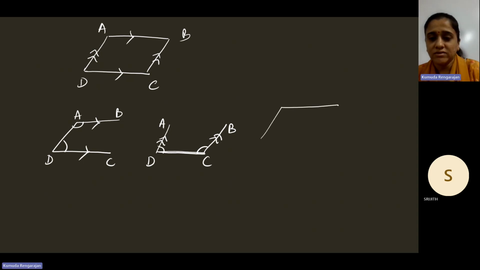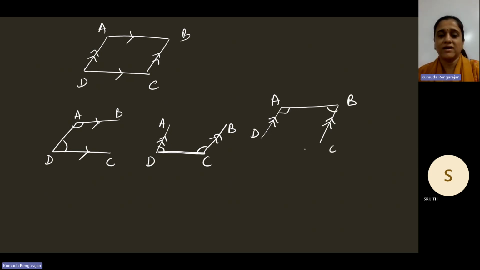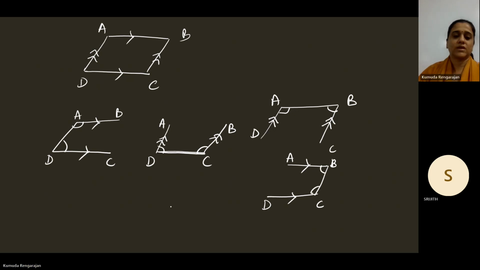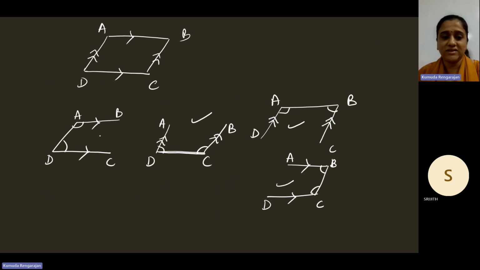Then you have it like this: D, A, B, C. Again, when you rotate the C, it looks like a U, an inverted U. This is a C and this is an inverted C. You can see the C formation and the inverted C, then a U kind of and an inverted U. Yes or no?